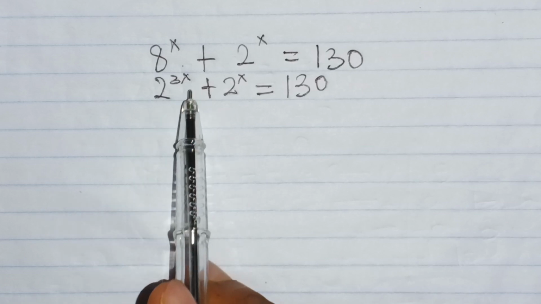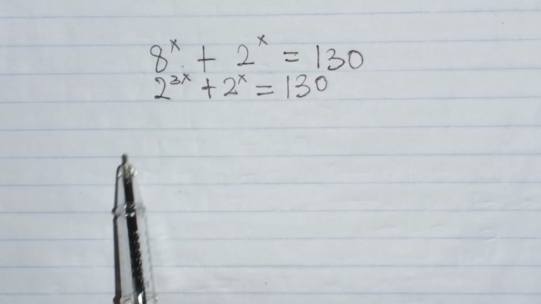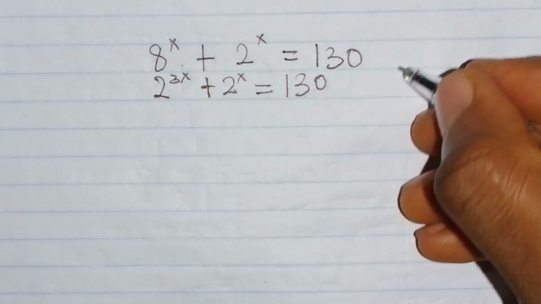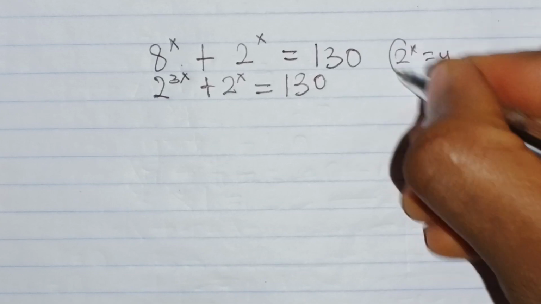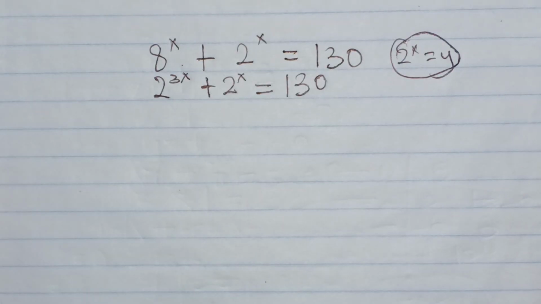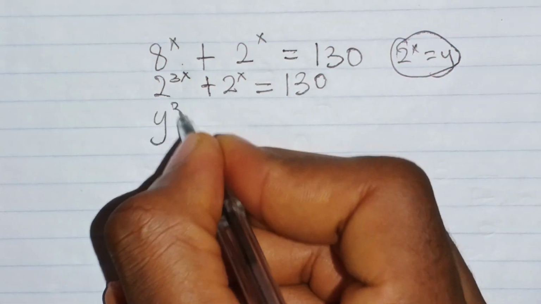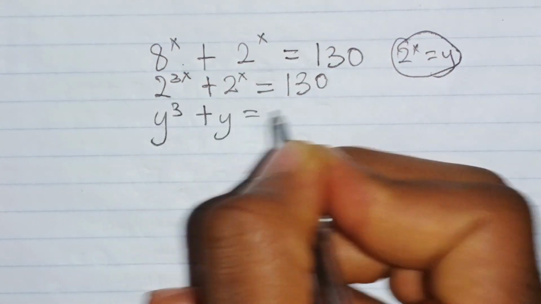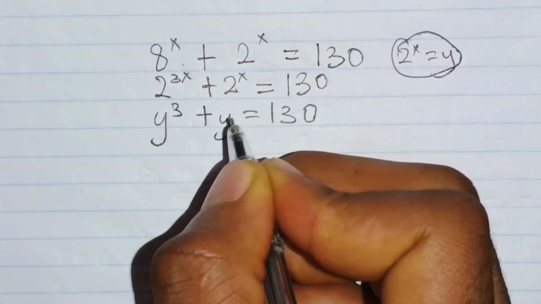Now, having gotten here, I can see that I have 2 raised to power x and 2 raised to power x. Let me decide to make the 2 raised to power x simpler for me. So I can decide that 2 raised to power x is equal to y. Hence, what I will have here is that y raised to power 3 plus y is equal to 130.